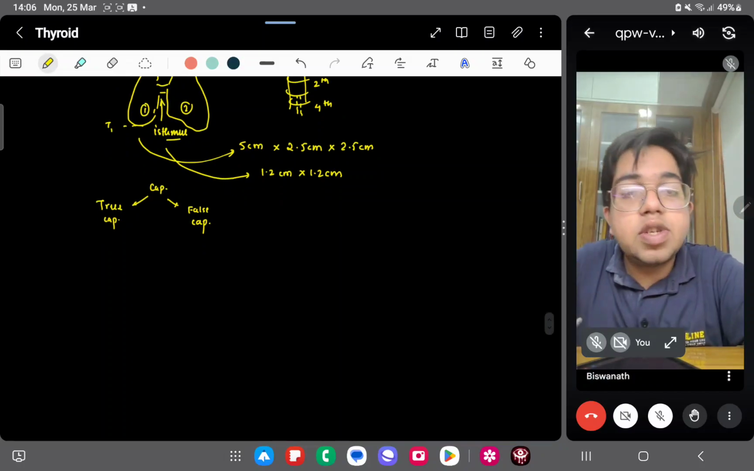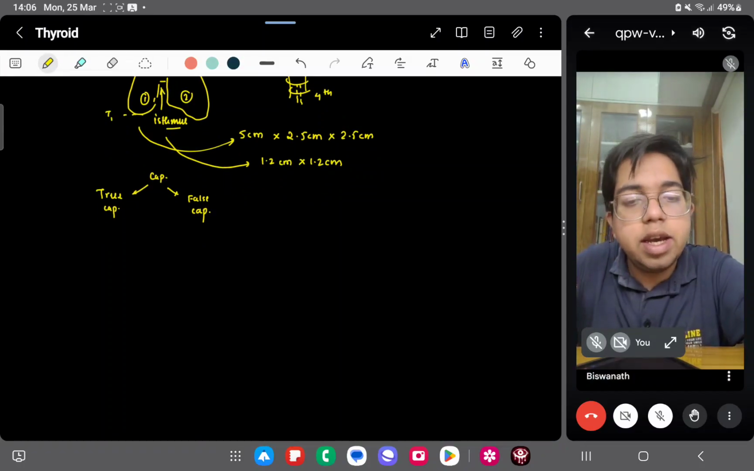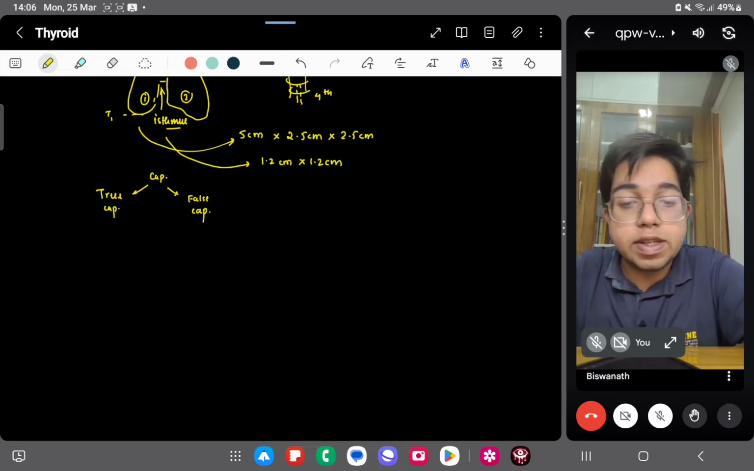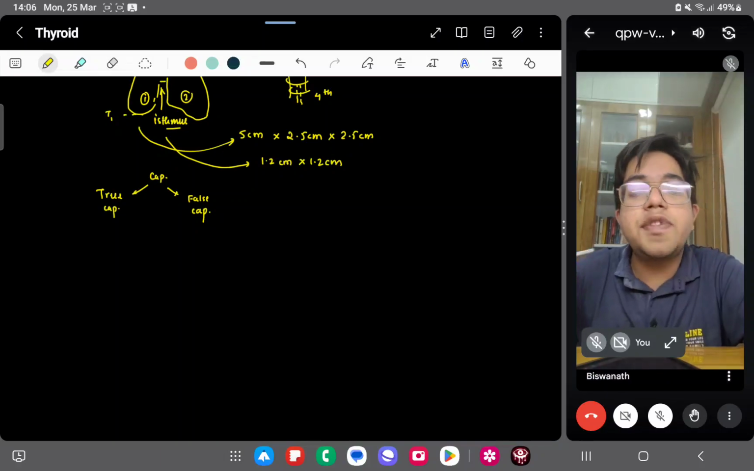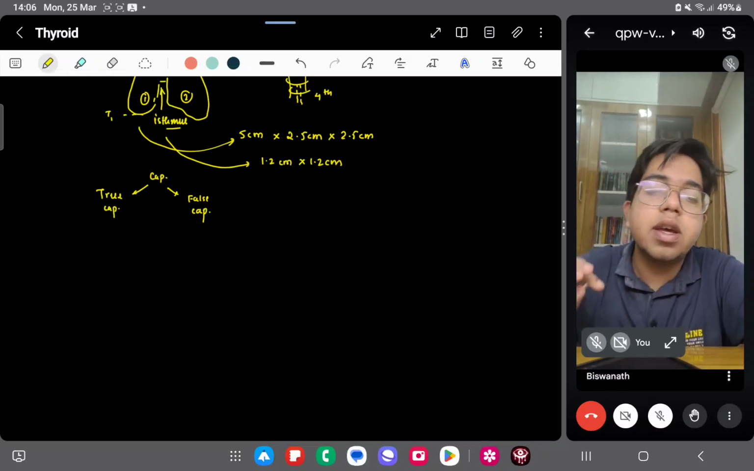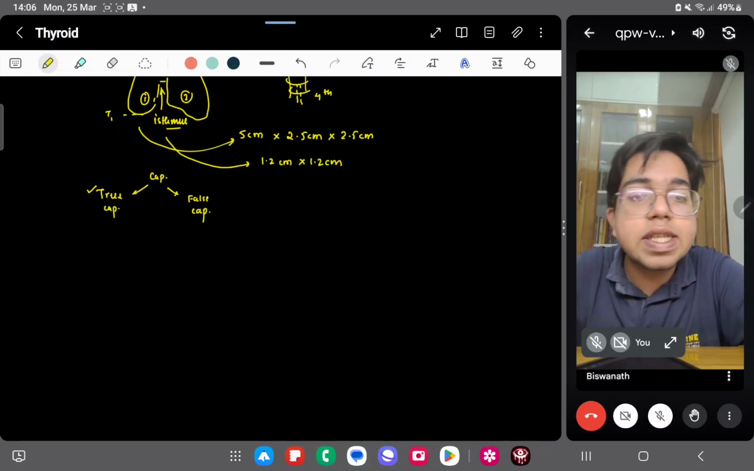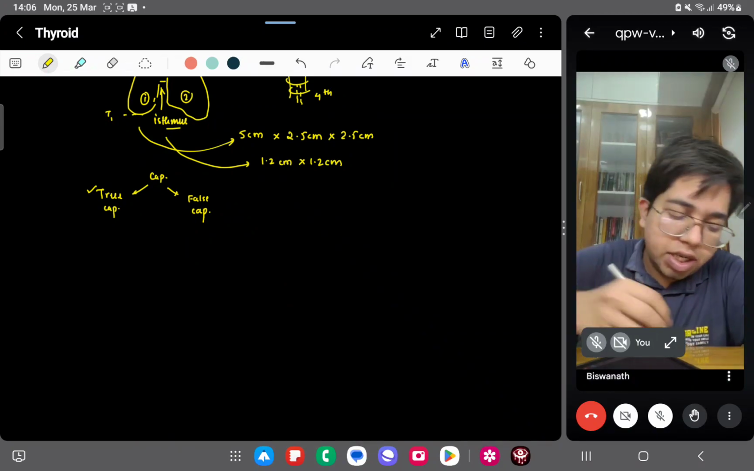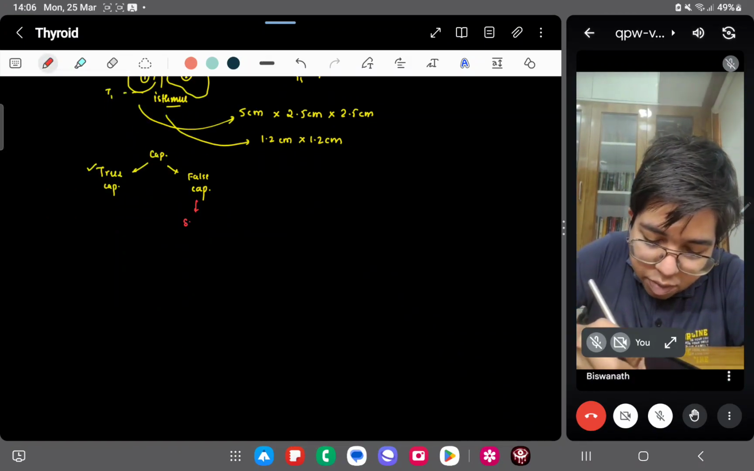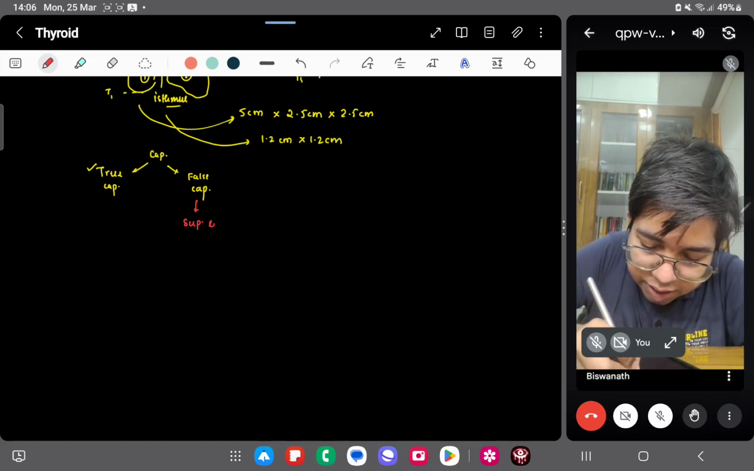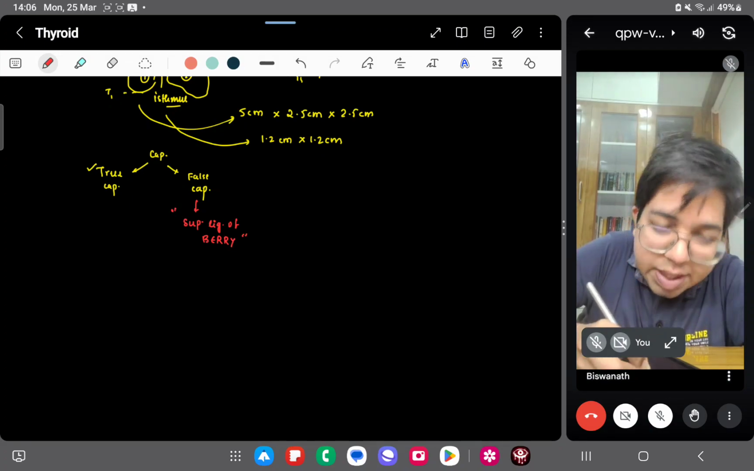Understood? True capsule, false capsule: the basic theory is that the true capsule of any gland is always the condensation of the gland's own stroma. The condensation of the gland's own stroma is called a true capsule, and the false capsule, in case of the thyroid gland, is the modification of the suspensory ligament of Berry. You know the suspensory ligament of Berry?